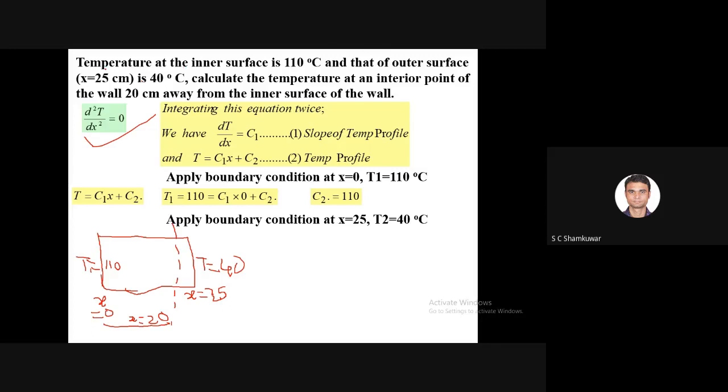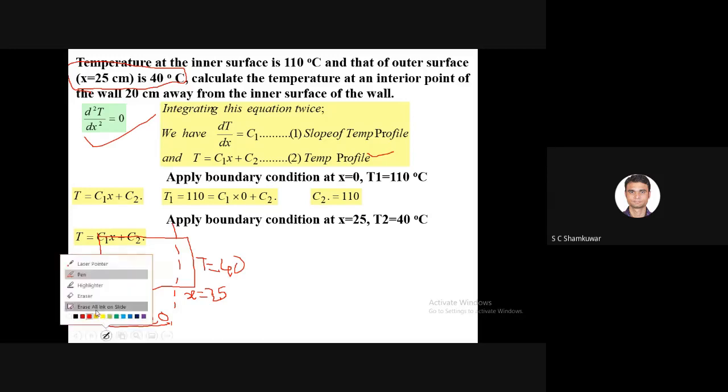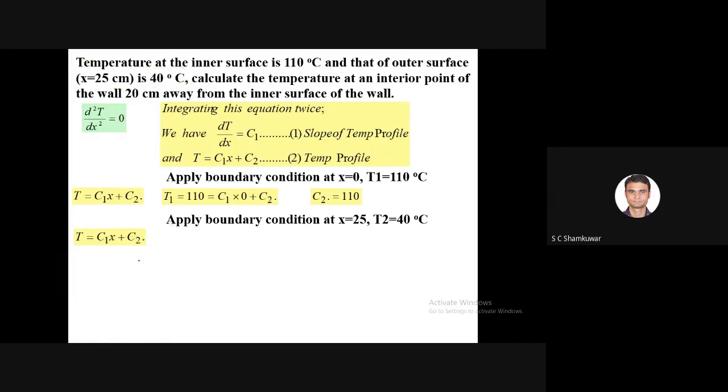So at the outer surface, at x is equal to 25, the temperature is 40 degrees Celsius. Understood? So apply this boundary condition again to equation 2. Now equation 2 becomes what? This is equation 2: T is equal to C1x plus C2. Let me erase all these things, then it will be visible.